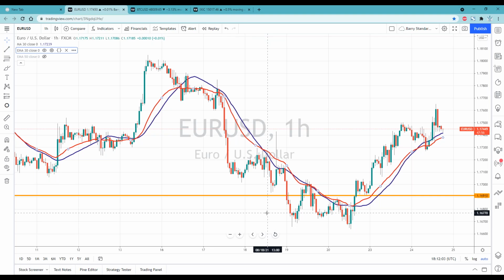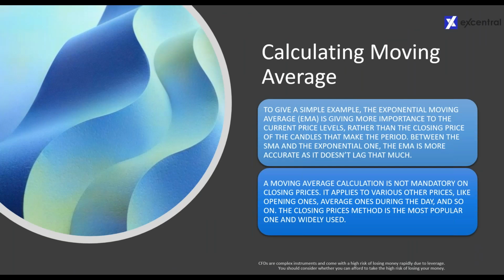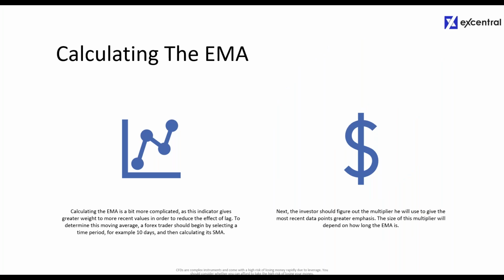Now, there are also all kinds of strategies using multiple moving averages. But right now, we're just talking about the difference in the two types of moving averages. Most indicators and most traders today use an EMA as opposed to a simple moving average, because it does take the lagging effect out of the indicator itself. Calculating the EMA is a bit more complicated, as the indicator gives greater weight to the most recent values in order to reduce the effect of lag.